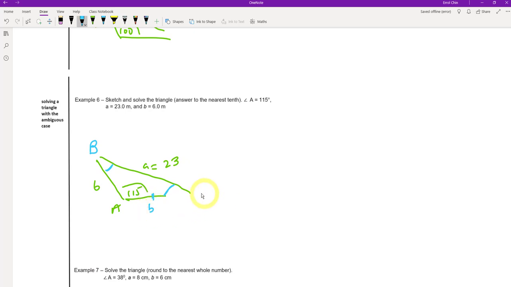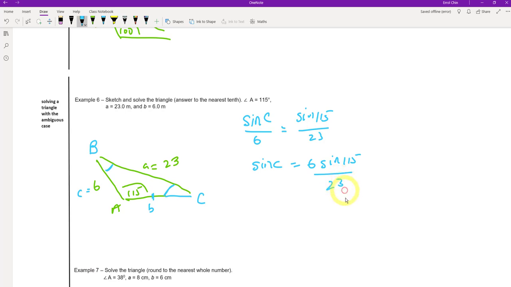This is little b, this is C, and this is little c. So if I'm looking for an angle, I know that 6 and C are corresponding, so I'm going to put my angle on the top. Sine C over 6 is equal to sine 115 over 23. And then I just cross multiply like before. Sine C is equal to 6 sine 115 over 23.